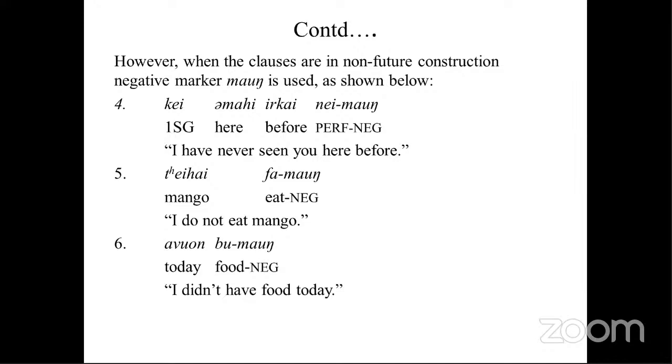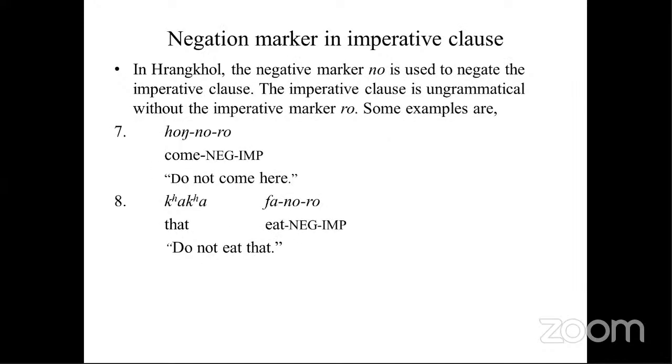Negation marker in imperative clause. In Rangkol, the negative marker no is used to negate the imperative clause. The imperative clause is ungrammatical without the imperative marker ro. Some examples are hong no ro. Hong is come, no is negation, and ro is imperative, so do not come here. Haka fa no ro. Haka is that, fa is eat, no is negation marker, ro is imperative. Do not eat that.